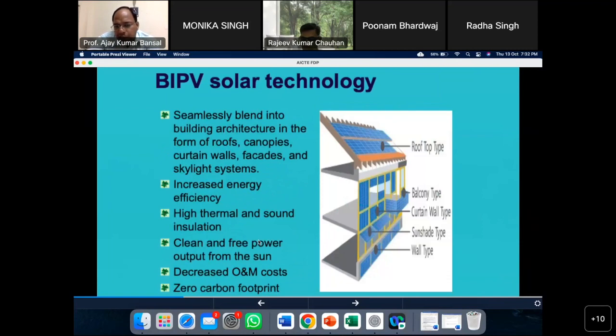Now the second technology which is coming up in the market is the BIPV solar technology. That is, it will be seamlessly blended into the building architecture, and it will be used to form the roofs of the house, canopies, curtain walls, and skylight systems. They will increase the energy efficiency of the house, and thermal and sound insulation will also be provided by these cells. Clean and free power output from the sun. They have very low operating and maintenance cost.